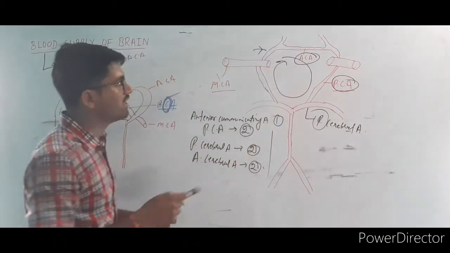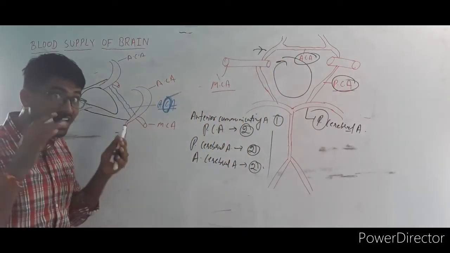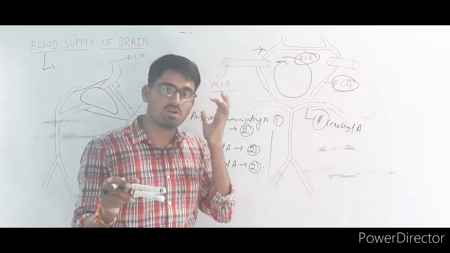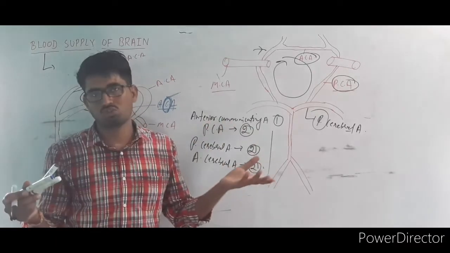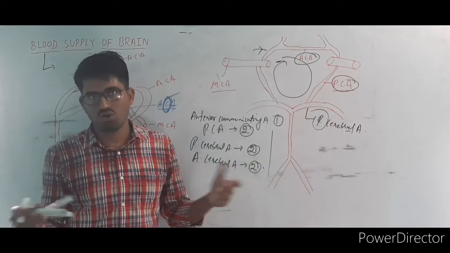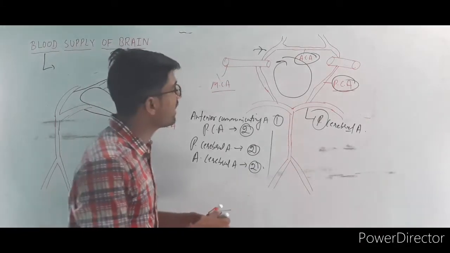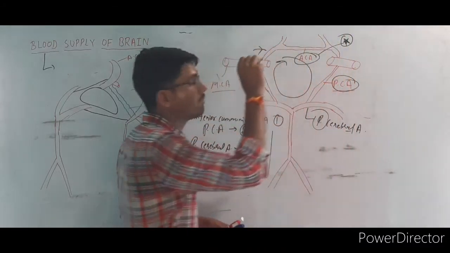Okay, and now you tell me these things, major blood vessels present in the subarachnoid space. And berry aneurysm. What is the berry aneurysm? Aneurysm is any dilation of the blood vessels. There are so many factors, and the anterior communicating artery is very prone to get an aneurysm.